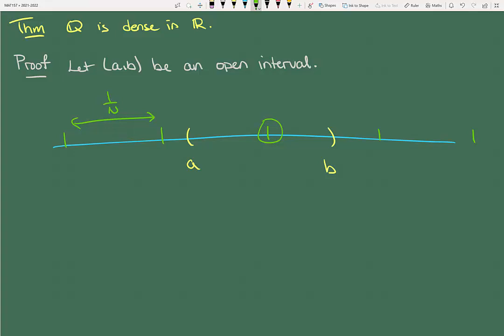So in order to choose the 1 over n appropriately, let n be a natural number such that 1 over n is less than b minus a. The reason I choose b minus a is because that's the width of the interval. So by choosing 1 over n less than that, I can be guaranteed that as I walk down the real number line, marking off ticks 1 over n apart, one of these ticks is going to live inside of this interval. Okay, so that's my goal.